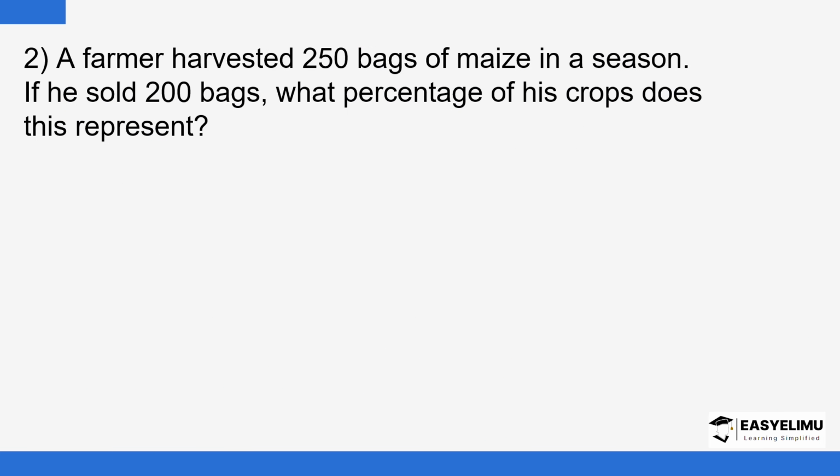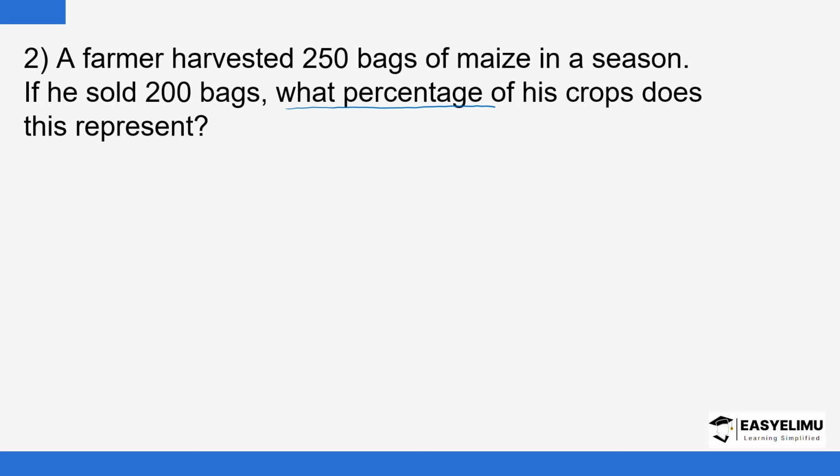So let's see another example here. A farmer harvested 250 bags of maize in a season. If he had sold 200 bags, what percentage of his crops does this represent? So a farmer harvested 250 bags of maize in a season. He sold out this. So there is a big reduction here. So you can find the percentage. Let's try and answer this question. What percentage of his crops does this represent?